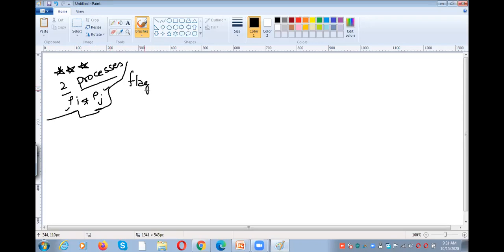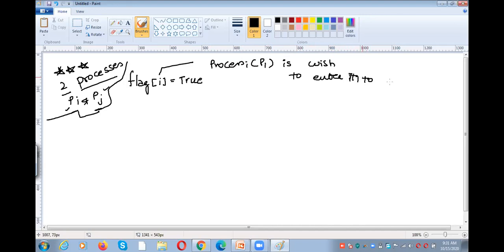Here we have two things. One is a flag variable. For example, flag of i equal to true. What is flag of i equal to true? That means process i is willing to enter into the critical section. Flag indicates this: process i, that means Pi, wishes to enter into the critical section.